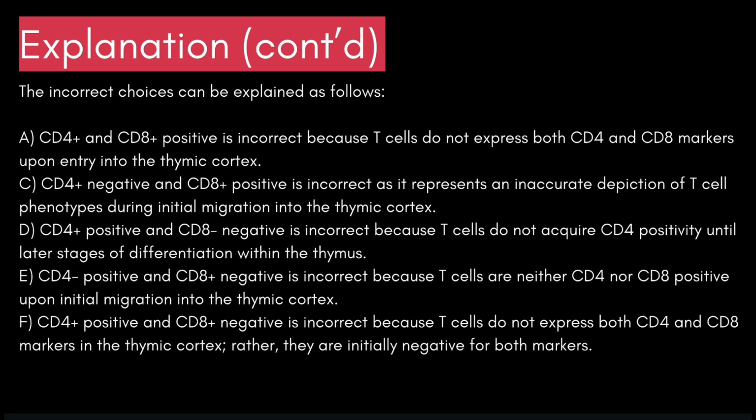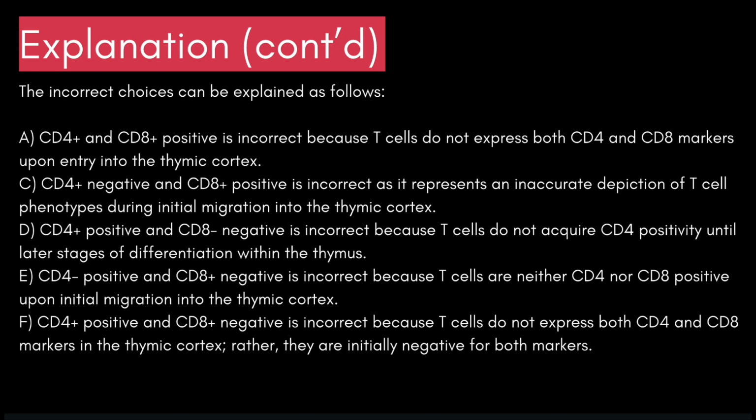CD4 and CD8 positive is incorrect because T cells do not express both CD4 and CD8 markers upon entry into the thymic cortex. CD4 negative and CD8 positive is incorrect as it represents an inaccurate depiction of T cell phenotypes during initial migration into the thymic cortex. CD4 positive and CD8 negative is incorrect because T cells do not acquire CD4 positivity until later stages of differentiation within the thymus.